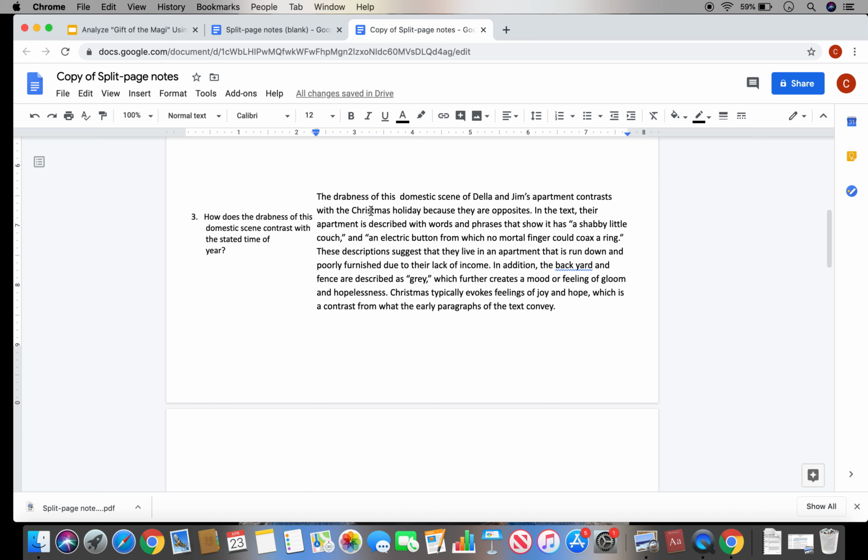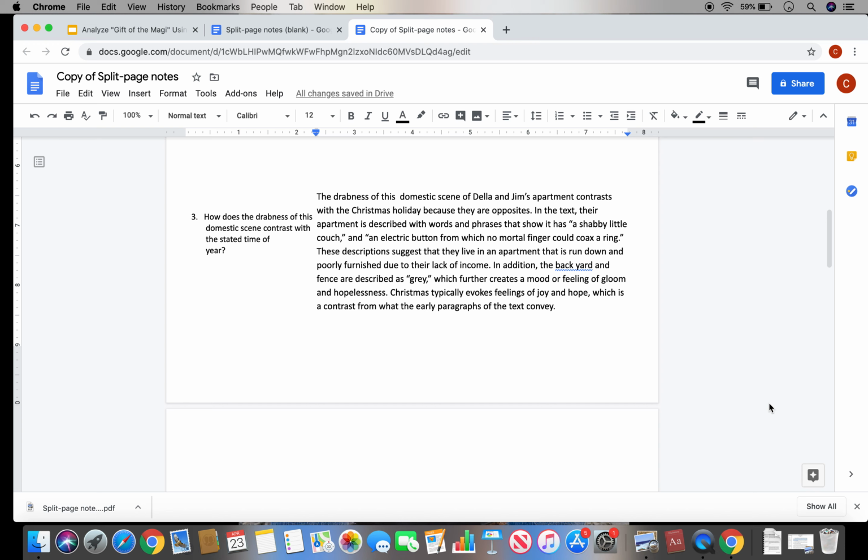How does the drabness of this domestic scene contrast with the stated time of year? Once again, here's an example of using RACES. We know that the stated time of year is Christmas, right? But whenever they're describing their apartment, it's talking about the shabby little couch and how it's run down and poorly furnished is really how the author describes it. And he uses that word gray. So it kind of creates a mood of gloom and hopelessness.